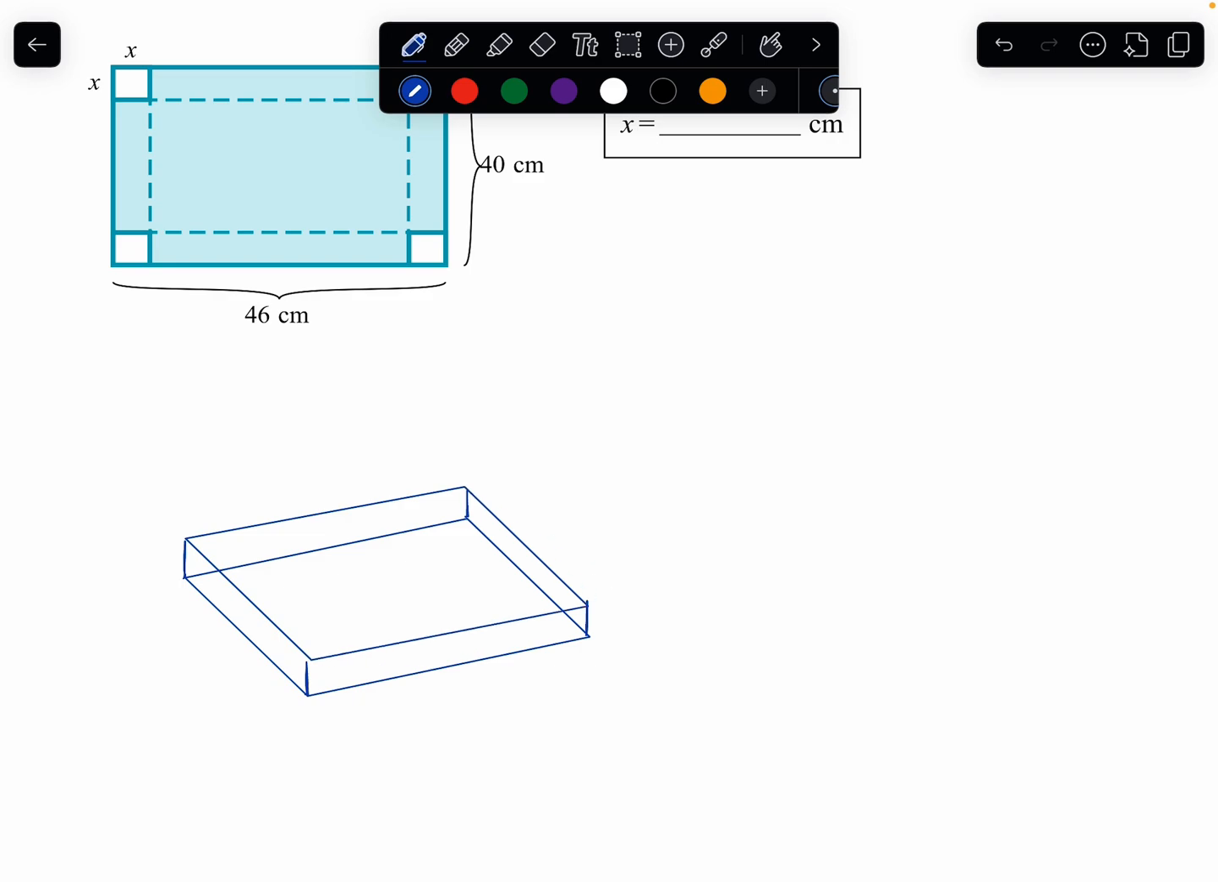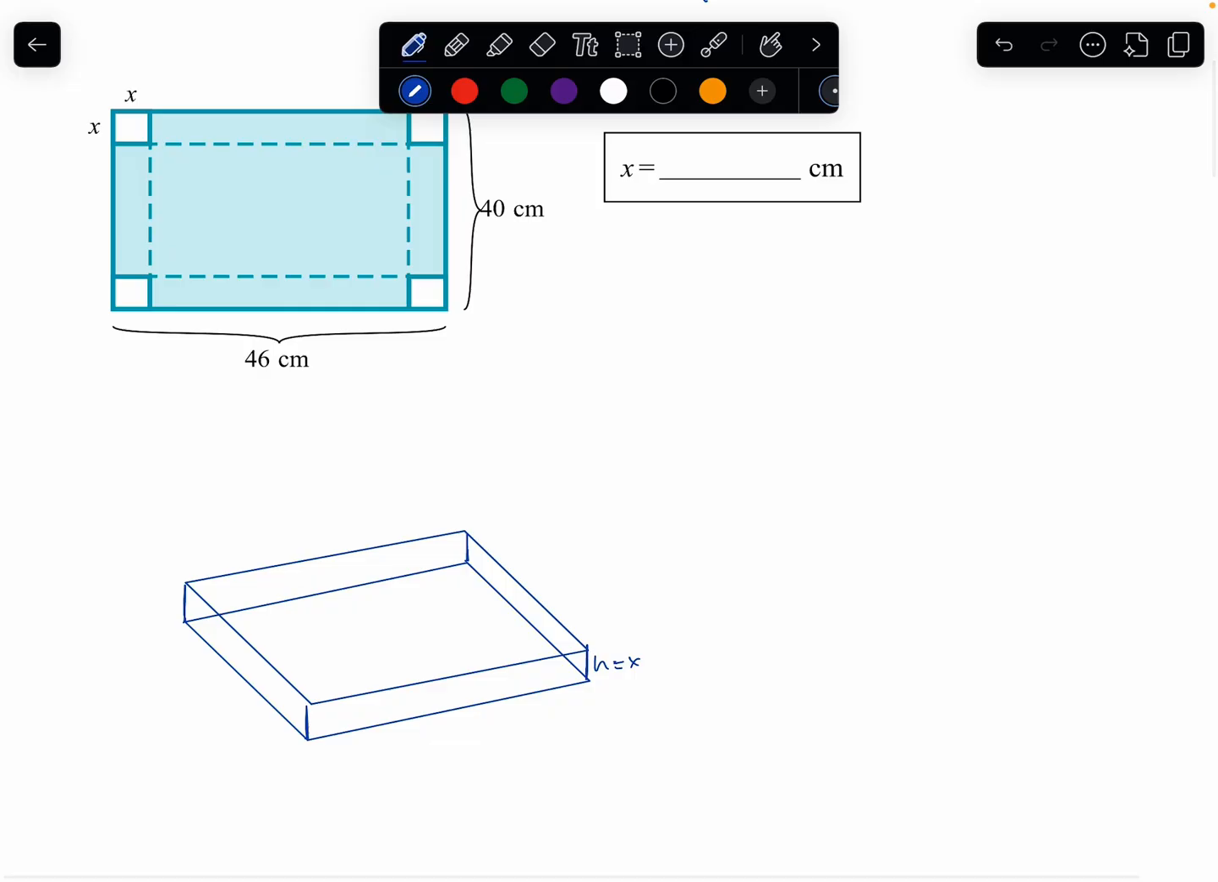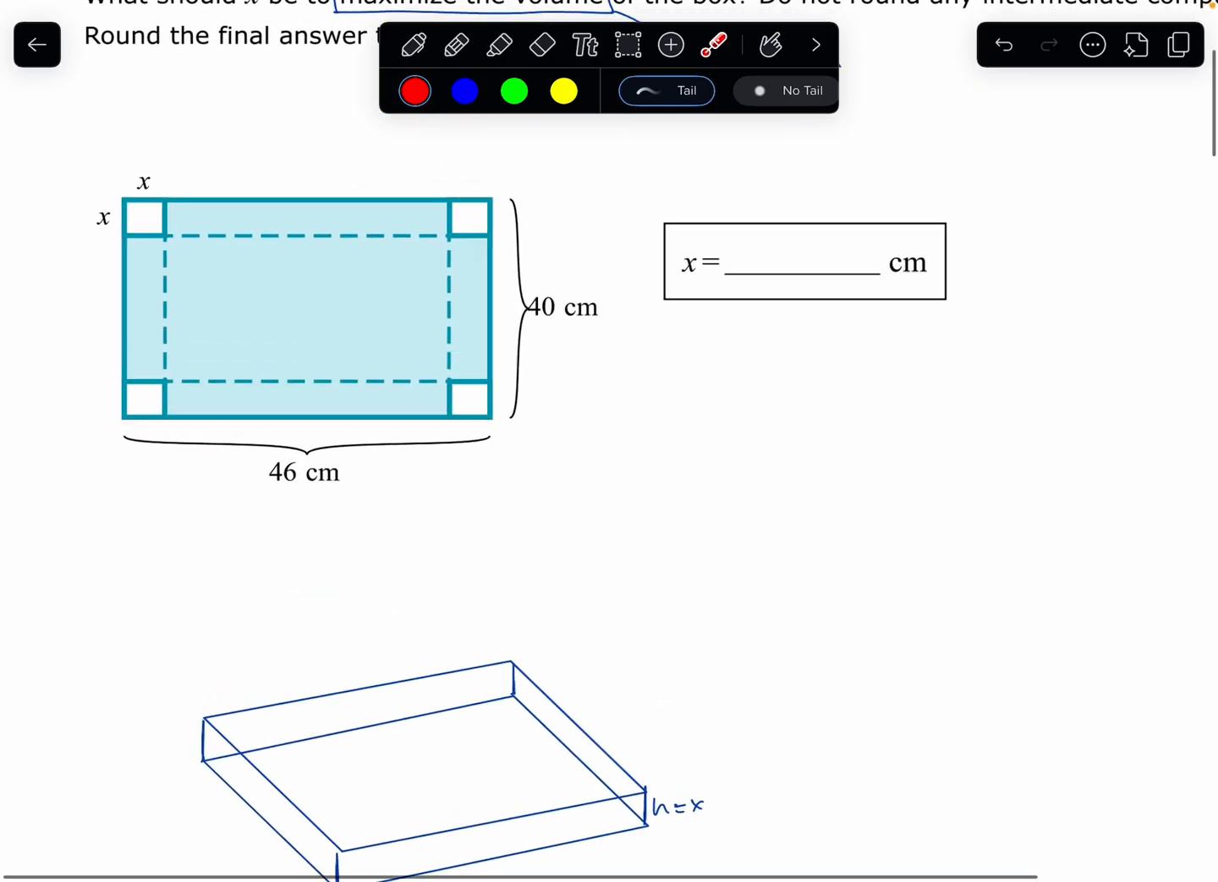So that means that the height right here is actually just whatever we cut out. So the height is equal to x. Okay, now what about the base right here? What is the length of this side right here? So the length of that side, we know that the length of all of this right here is 46.